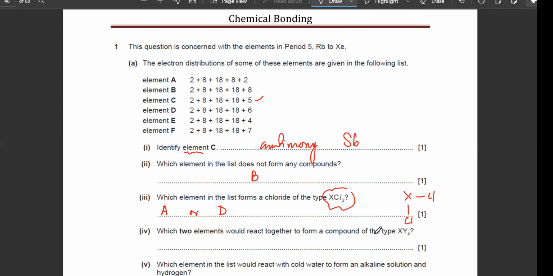So which 2 elements would react together to form a compound of the type XY4? So X with 4 Ys. Which group is X in? Group 4, so that's element E. And Y over here is making just one bond. So who makes one bond? Group 7, so that is going to be element F. So E and F would react together to form a molecule with the formula XY4. Okay, is this clear?